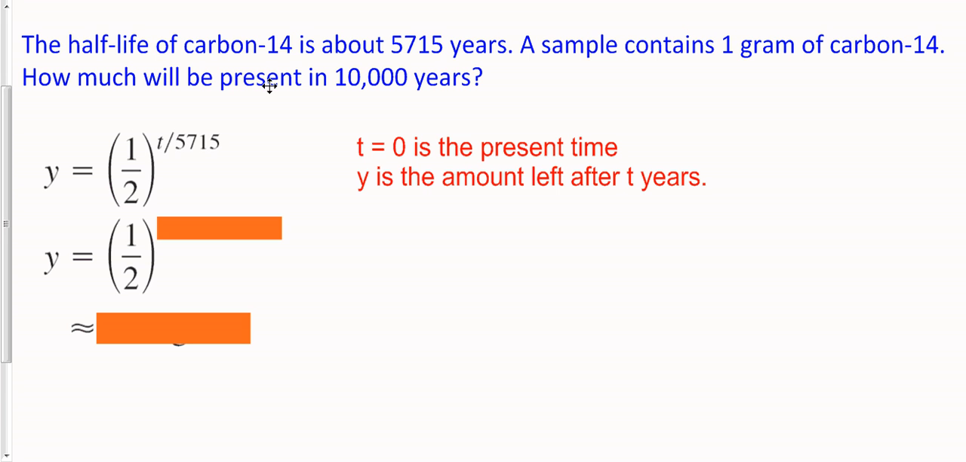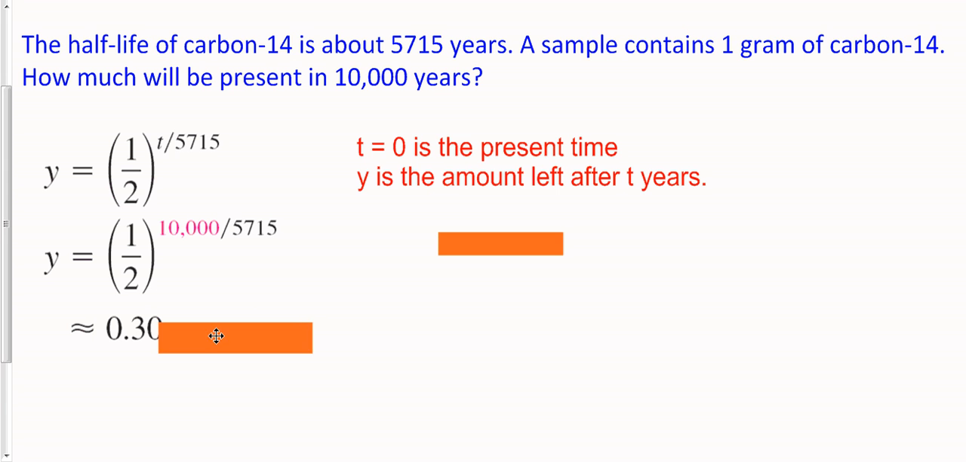We want to know, well, what happens after 10,000 years? So we put 10,000 in for t. And then basically all we have to do is just put that in our calculator, because not many of us can do that in our head. And we get about 3/10 of 1 gram. We started out with 1 gram. After 10,000 years, there'd be about 3/10 of a gram left.